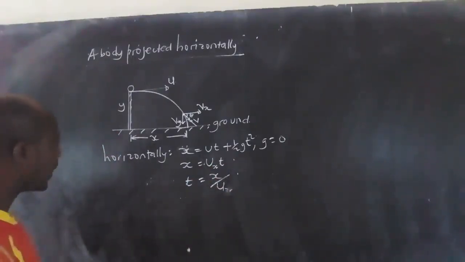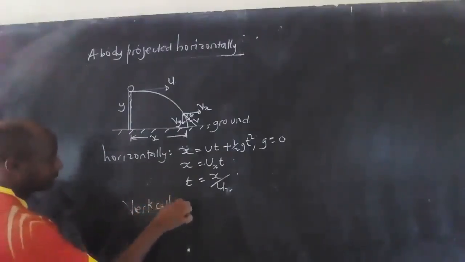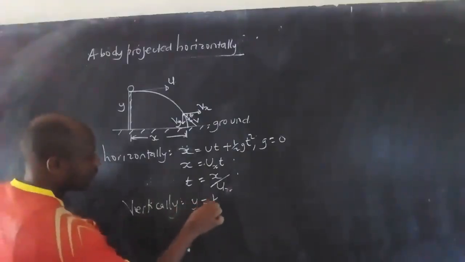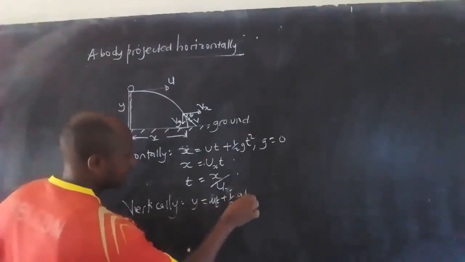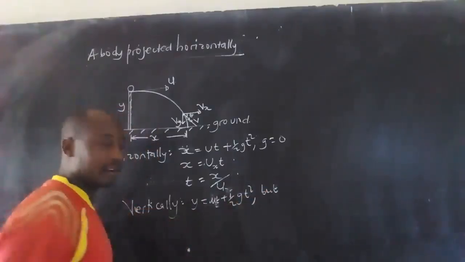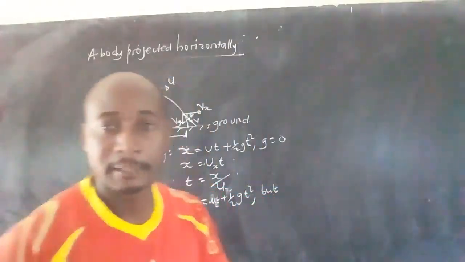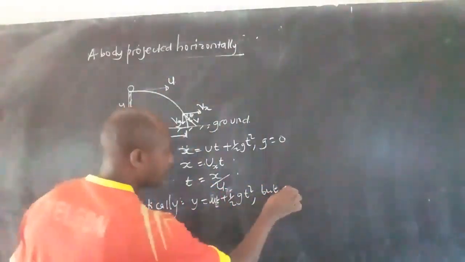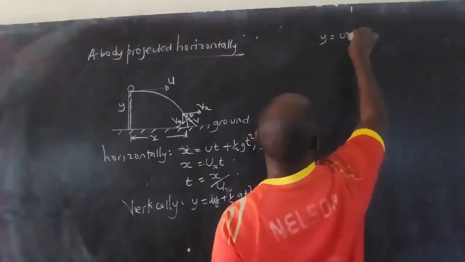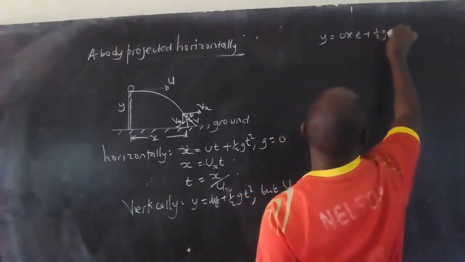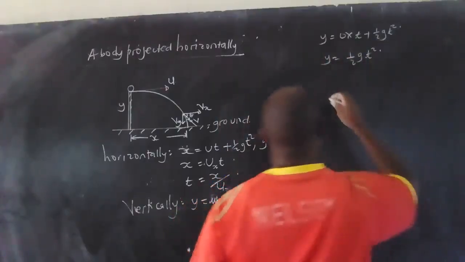Then we shall go ahead and look at vertical motion. Vertically, y is equal to ut plus a half gt squared. But since the body was given horizontal velocity, that horizontal velocity has no vertical component. Our uy is equal to 0. So our y will become 0 times t plus a half gt squared. So our y will become a half gt squared.